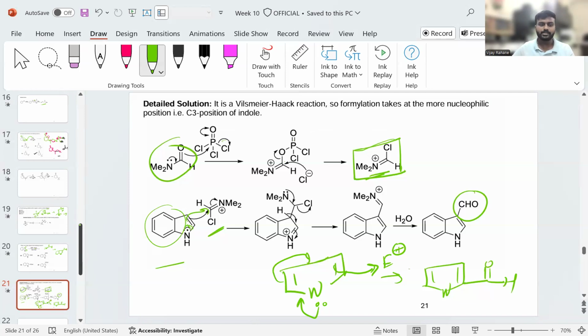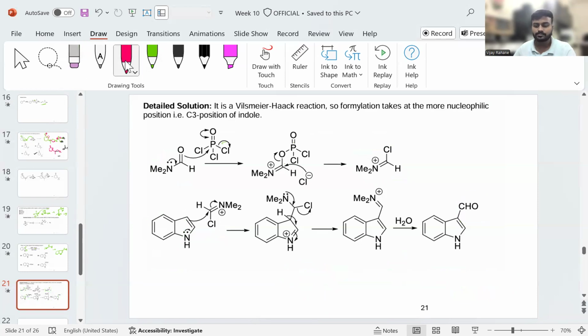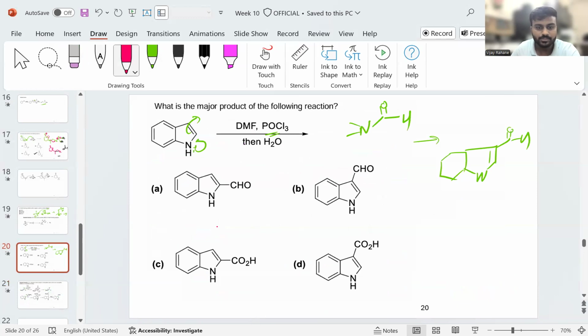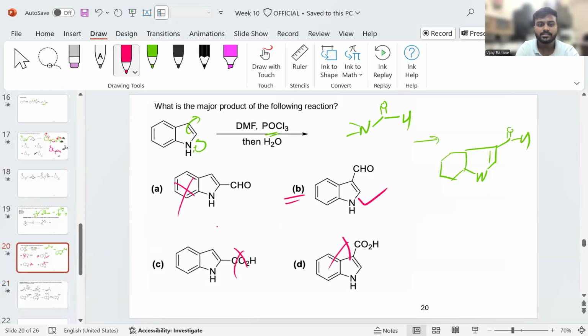So you can refer to the detailed mechanism of this formylation reaction from this slide. I don't think you will find any difficulty understanding this mechanism. The only thing is the position on which this formylation reaction takes place. In the options, they gave the formylation on this position, which is incorrect. So option B is the correct option here. And this reaction is the Vilsmeier-Haack reaction. If you look at the conditions, DMF plus POCl3, that's the Vilsmeier-Haack reaction used for the formylation of aromatic compounds.